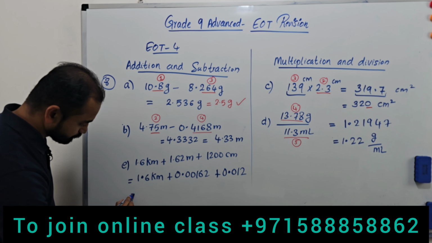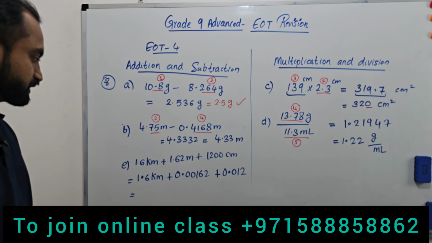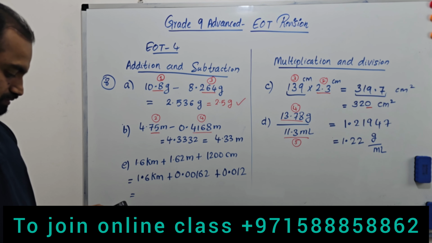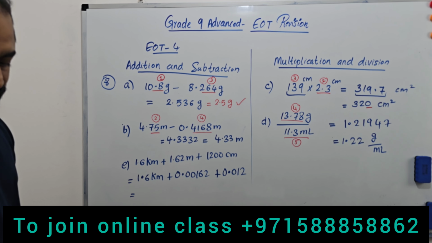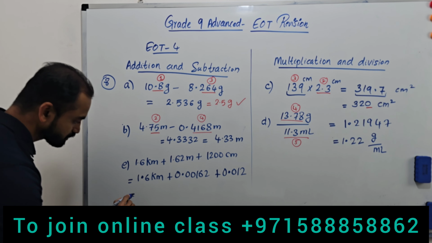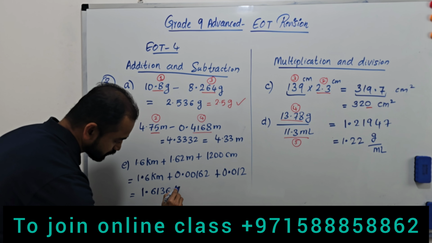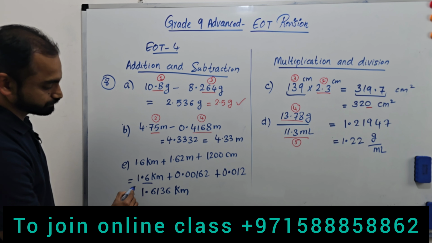Now we got everything in kilometer, so we will add this. 1.6 plus 0.00162 plus 0.012 equal 1.6136 kilometer.